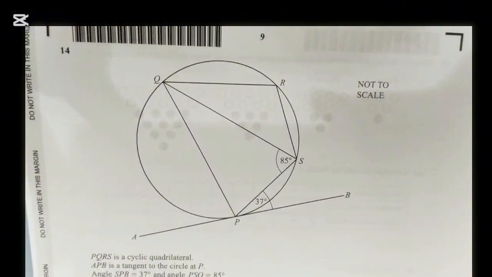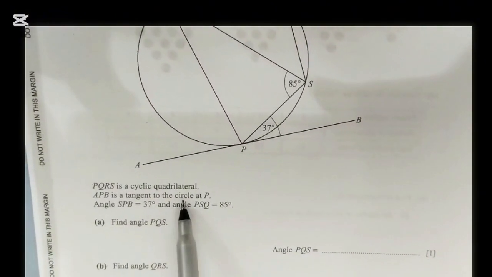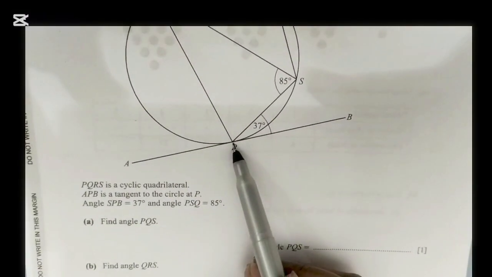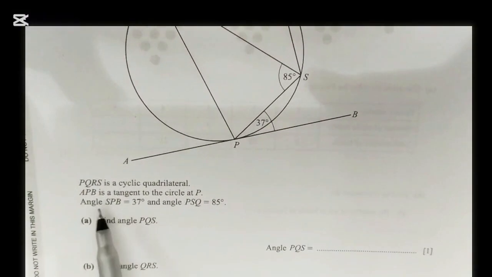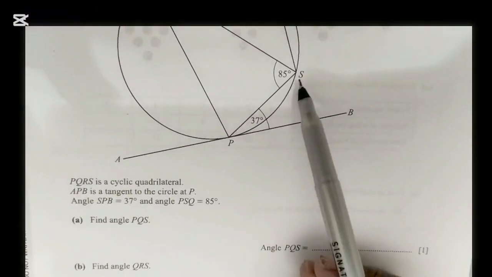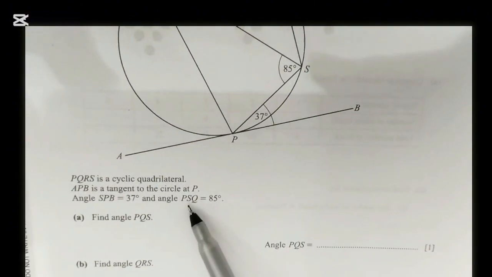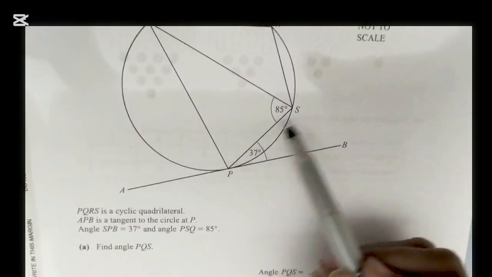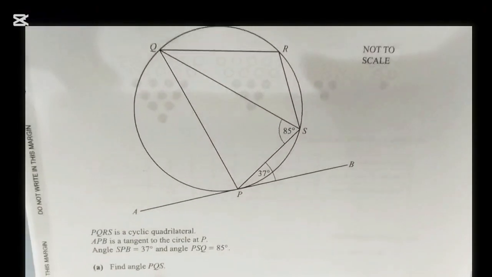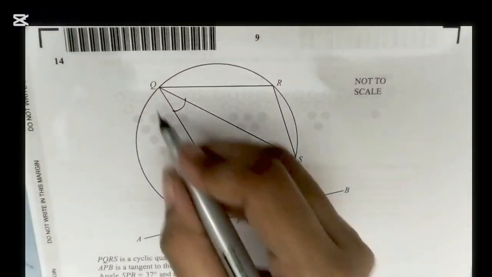Question number 14. PQRS is a cyclic quadrilateral. APB is tangent to the circle at P. See, this is APB. This is tangent to the circle at point P. And angle SPB is equal to 37 degrees. SPB, this angle is equal to 37 degrees. And angle PSQ is 85 degrees. PSQ is 85 degrees. Find angle PQS. So angle PQS means we have to find this angle PQS.